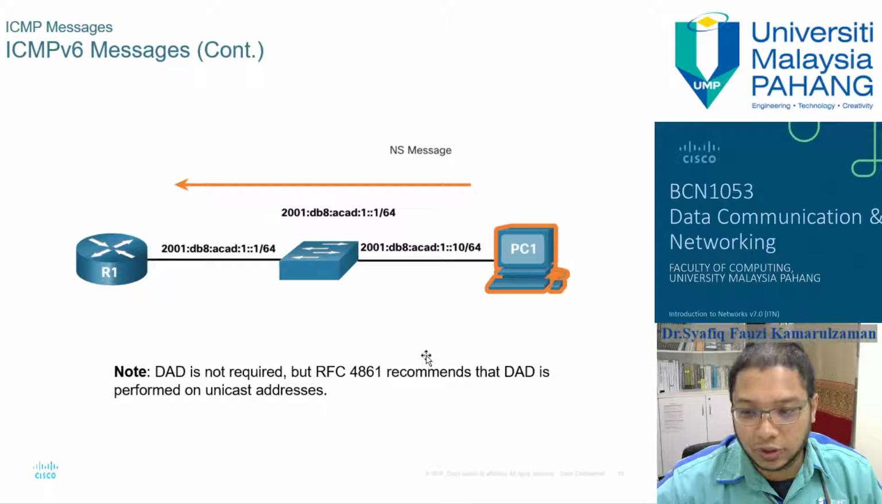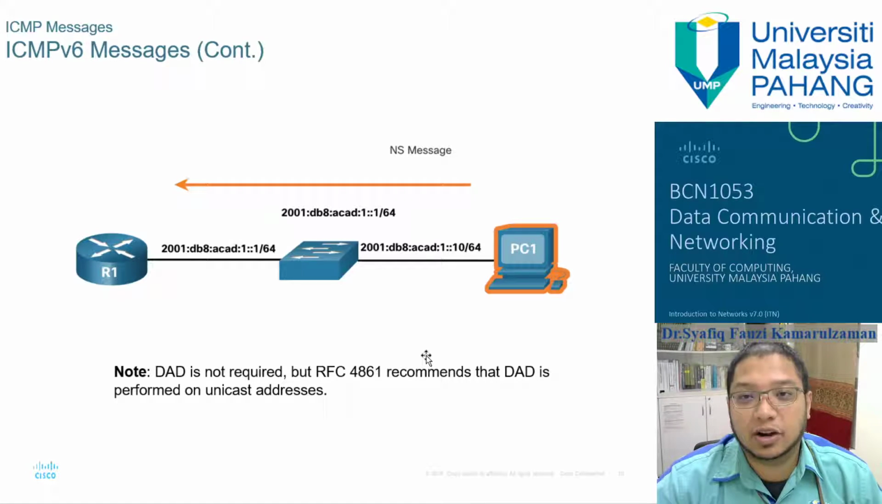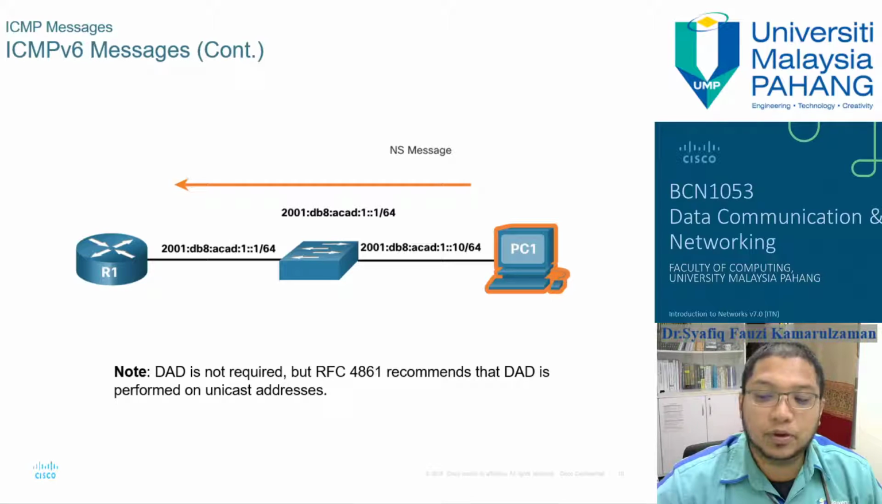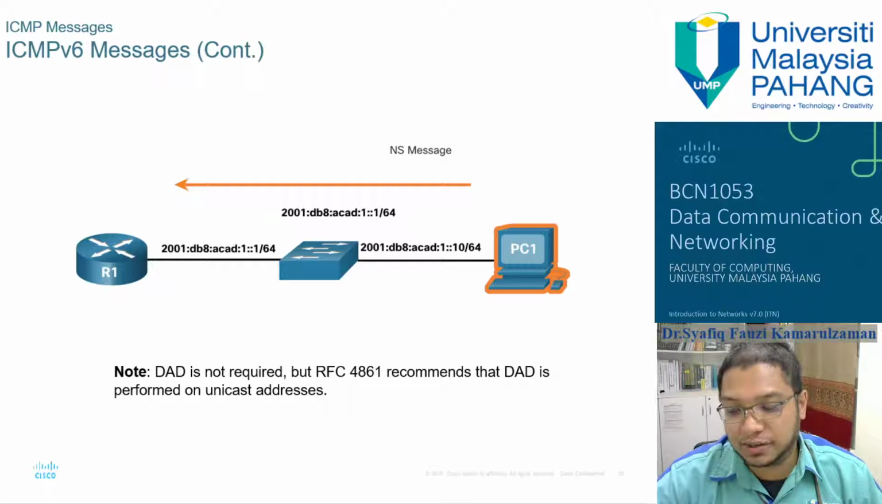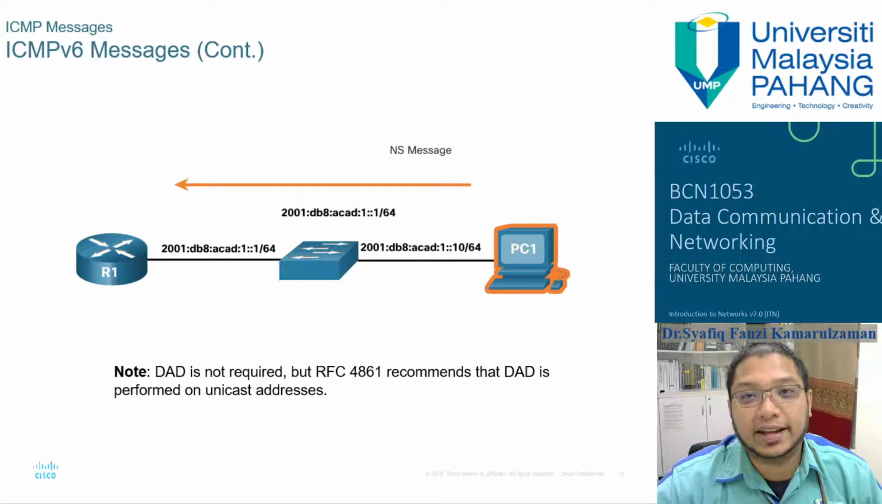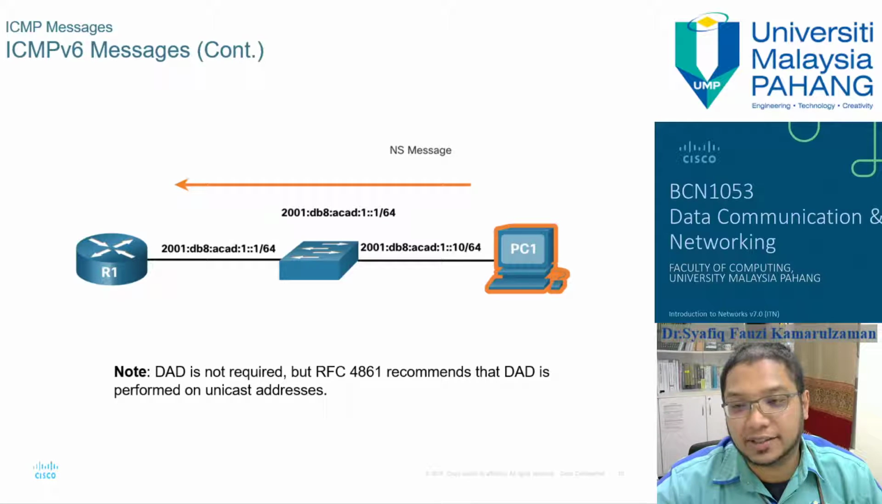So let's continue. A device assigned a global IPv6 unicast or link local unicast address may perform duplicate address detection, DAD, to ensure that the IPv6 address is unique.